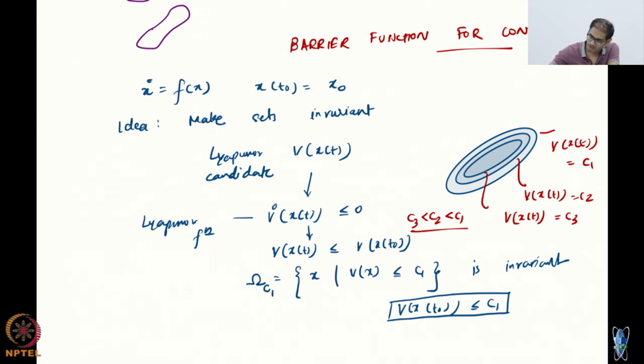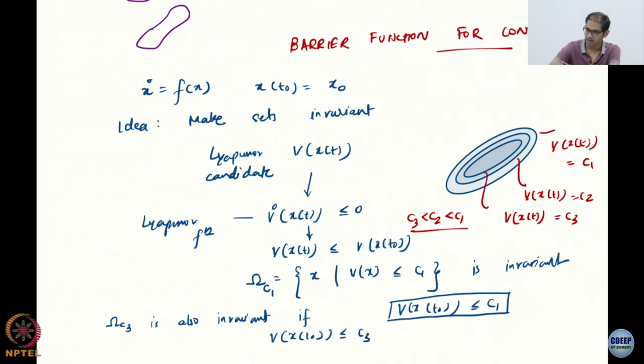Now, suppose my initial conditions were inside the inner ellipse, okay, somewhere inside the inner ellipse. In that case, you can see that omega c3 is also invariant if V(x(t0)) is less than or equal to c3, correct. So, suppose I started inside the smaller ellipse, then this becomes invariant, which means I never escape this guy, right.